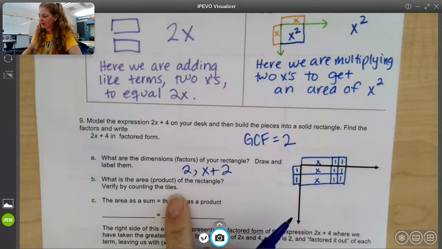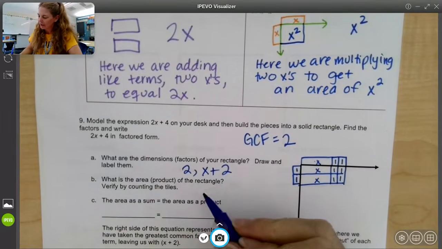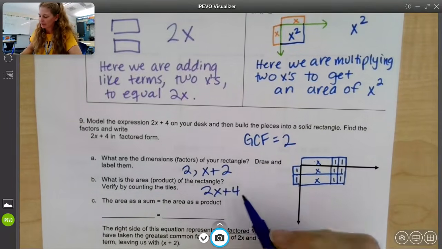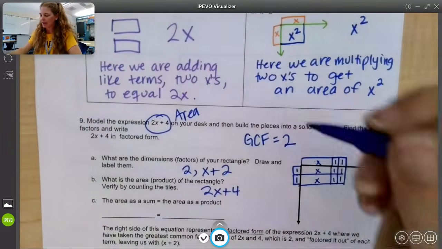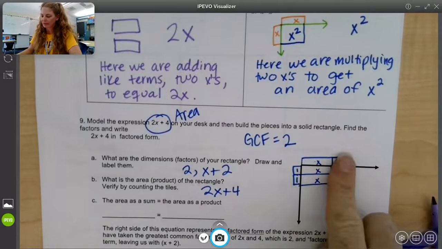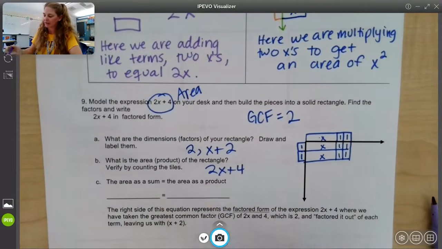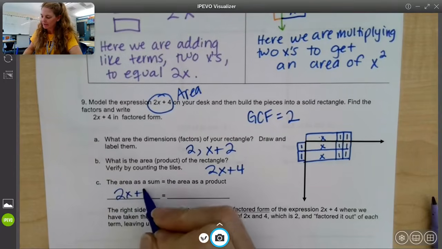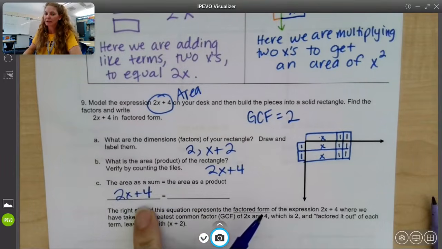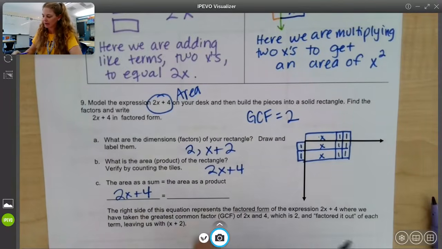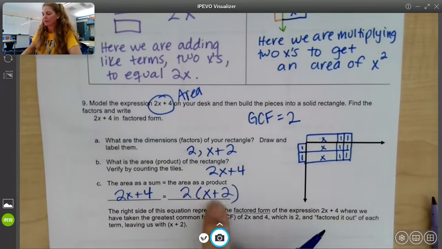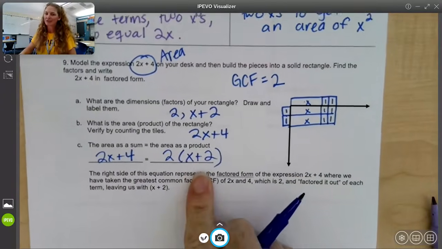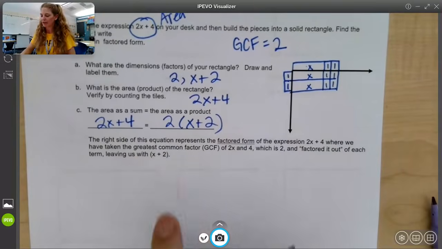So the area with our model is 2x plus 4. So remember, if they give us an expression like this, this is the area, and they're looking for the dimensions. Area as a sum is equal to the area of a product. Area as a sum is 2x plus 4. Notice that is just the sum. Area as a product is 2 groups of x plus 2. Notice we're writing this as a product. Yes, there's still addition in it, but we are multiplying these two together.